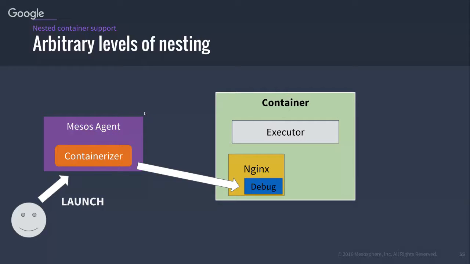The second question is, what kind of signal does the scheduler receive about nested container launching and termination? In what cases does it get something and in what cases does it not?